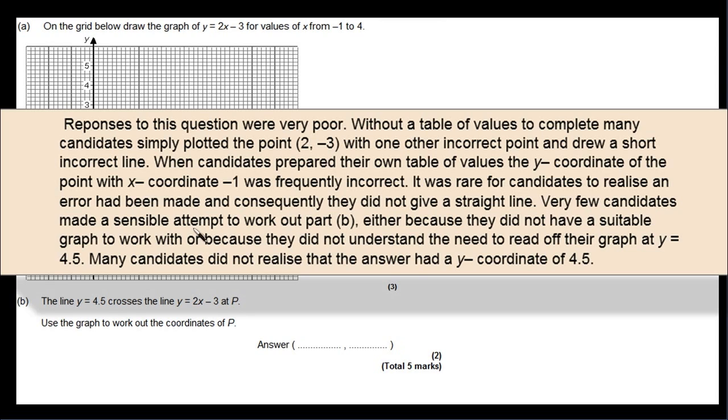Now, very few candidates made a sensible attempt to work out part B, either because they didn't have a suitable graph to work with, or because they just didn't understand the need to read off their graph at y equals 4.5. So we'll have a look at that. This is to do with the line y equals 4.5, which they introduce in part B, crossing the line y equals 2x minus 3. Many candidates didn't realize that where y equals 4.5 crossed must give them the y coordinate of 4.5, which they would fill in to their answer here. So, quite a bit of exasperation on the part of the examiner in their remarks there. People just didn't understand this question at all.